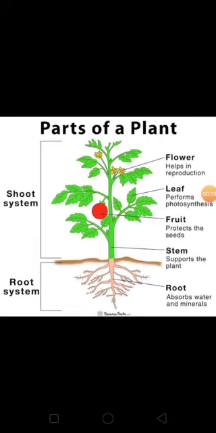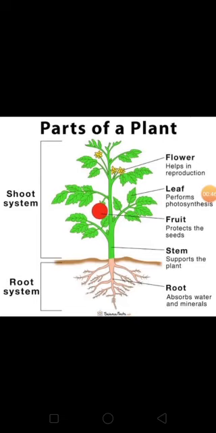Parts of a plant. Students, look at this picture. You will observe two main parts in the plant: root system and shoot system. The part which remains under the ground is called root system, and the part that grows above the ground is called shoot system. Below the soil we have roots, and above the soil we have main stem, branch, leaf, flower and fruits.